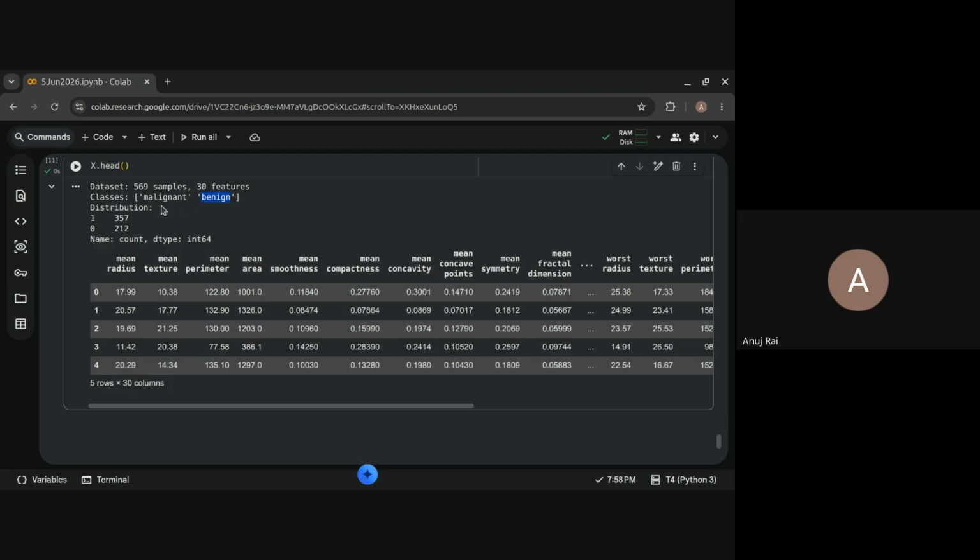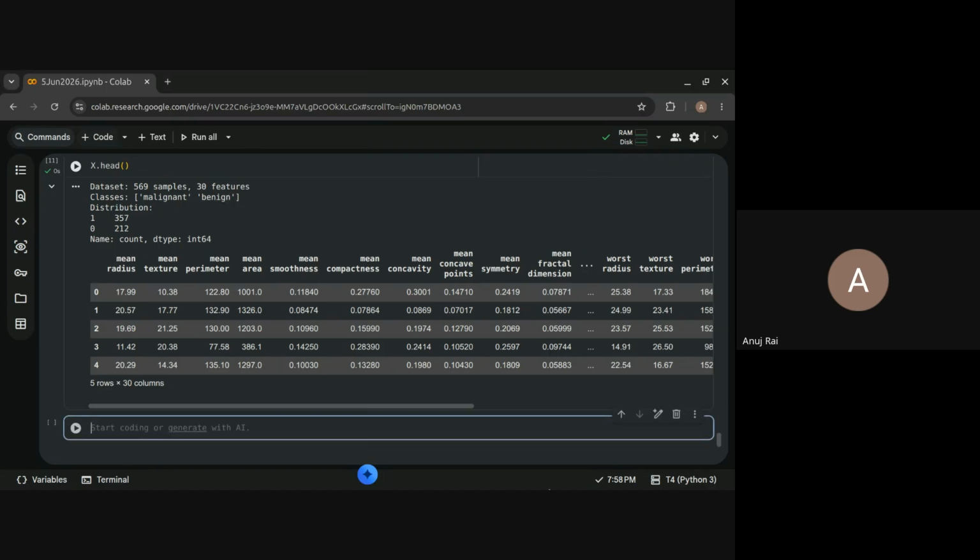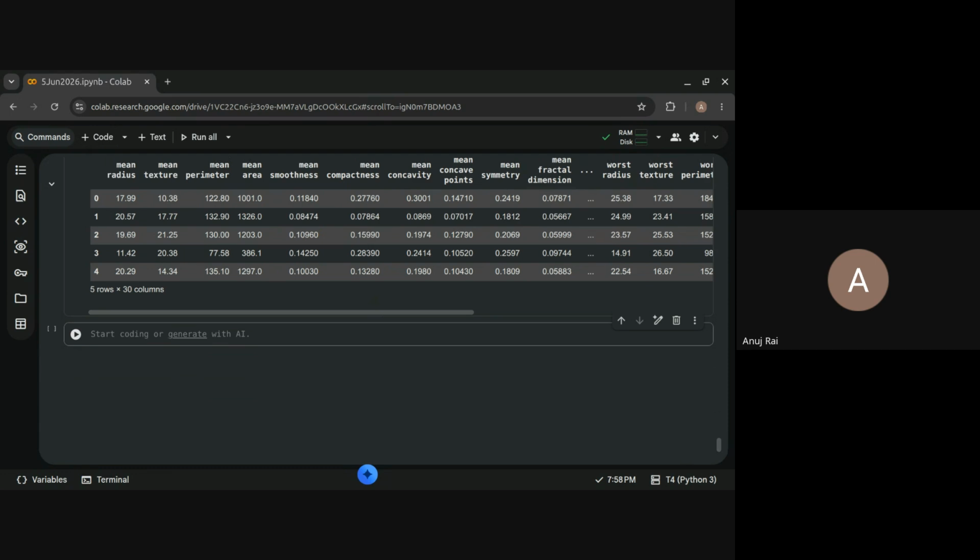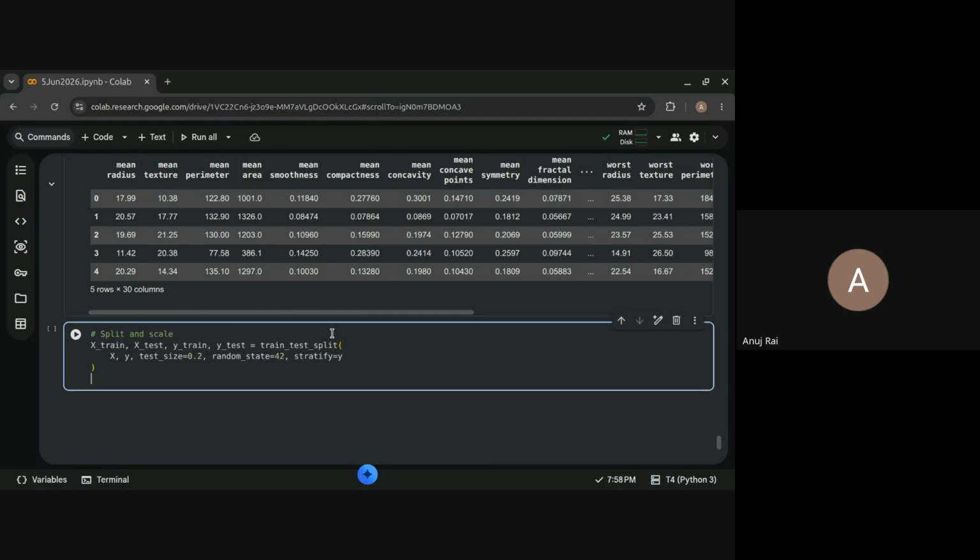So now the goal is, if you provide the test report, without human intervention it should classify it into malignant or benign. So here you have the dataset. Now the process is the same. First, create the train test split.